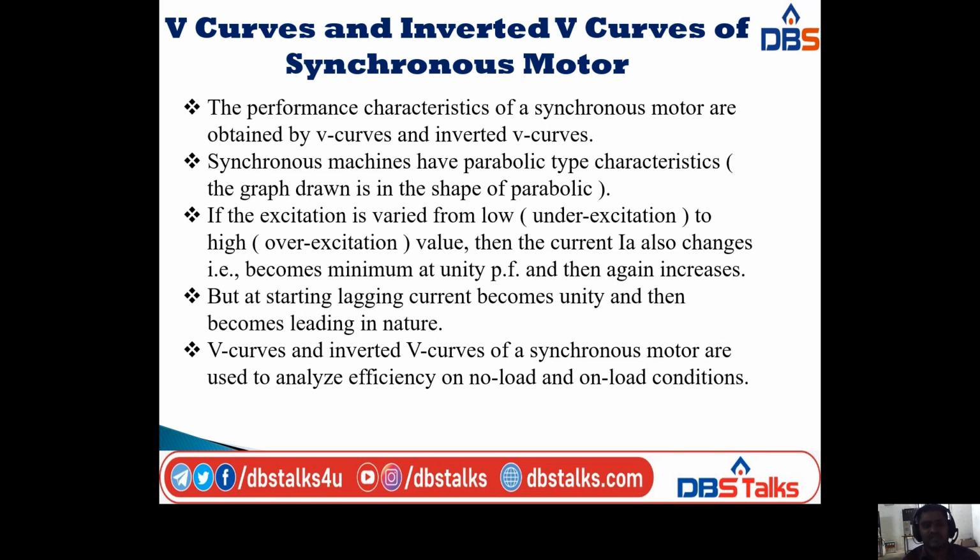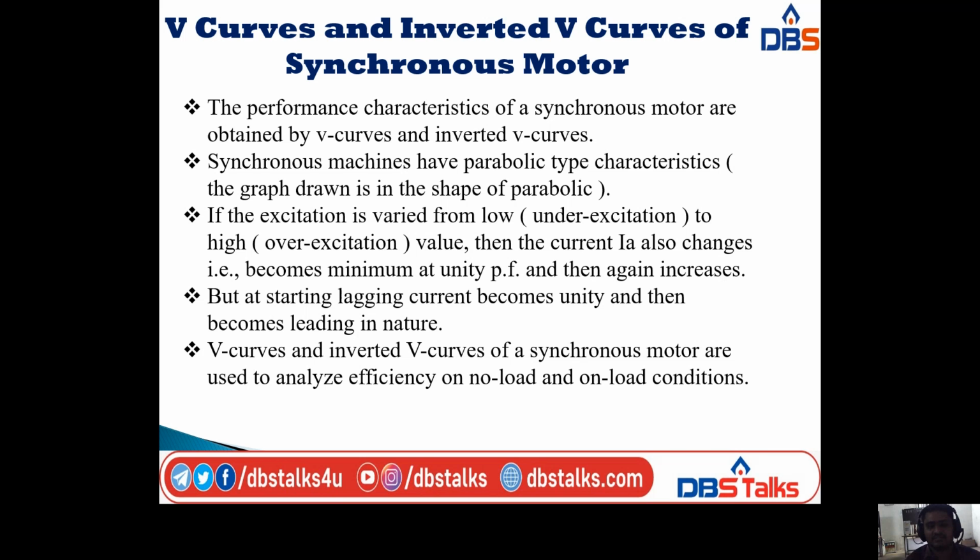If the excitation is varied from low to high, that is from under excitation to over excitation, then the current IA also changes. It becomes minimum at unity power factor and then again increases. At the start the lagging current becomes unity and then becomes leading in nature. That means after that it will increase.